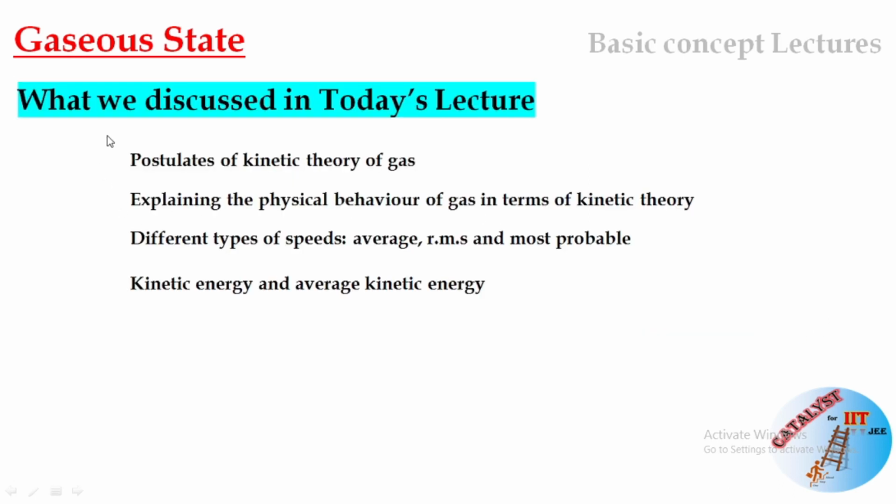So, in today's lecture, first we have discussed the postulates of kinetic theory of gas, and we have also explained the physical behavior of gas in terms of the kinetic theory. Then we have discussed different types of speed, which are average, RMS and most probable speed. Last, we have discussed the kinetic energy and average kinetic energy of the gas molecules.